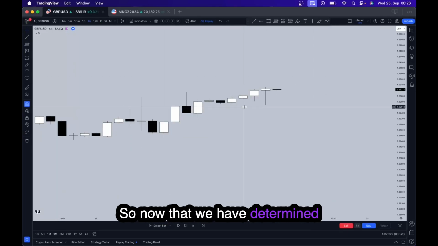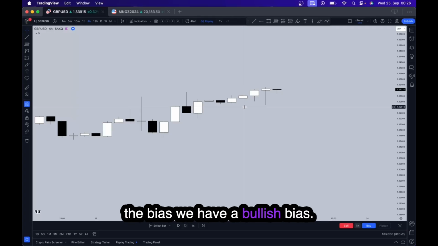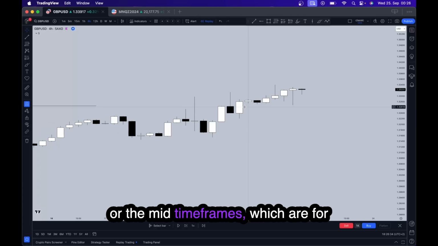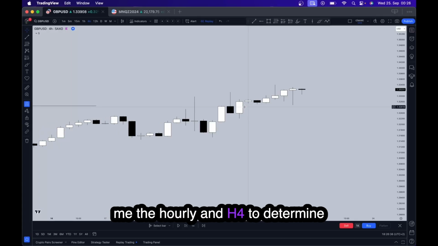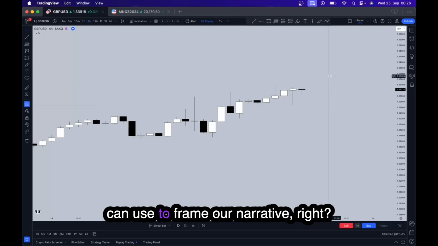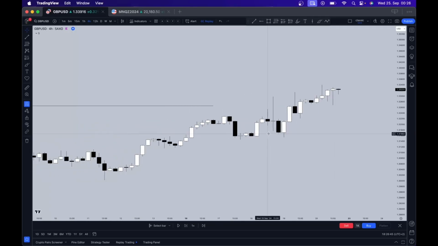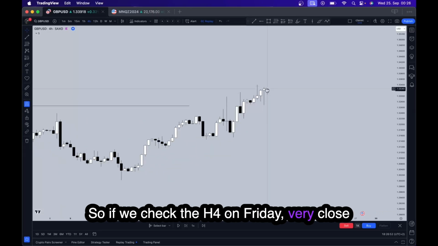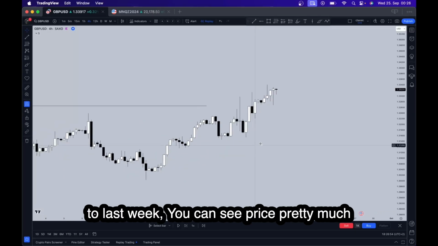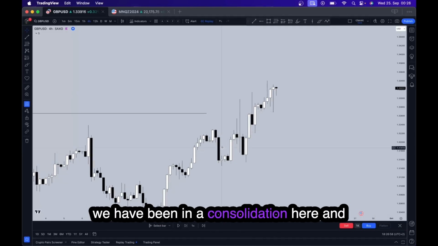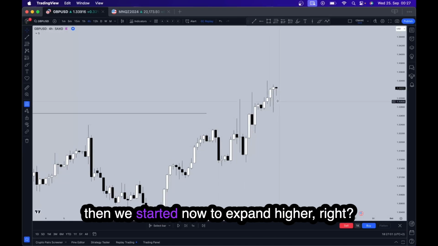So now that we have determined the bias, we have a bullish bias, we want to go to the lower time frames, or the mid time frames, which are for me the hourly and the H4, to determine the potential key levels, which we then can use to frame our narrative, right? So if we check the H4 on Friday, where we closed the last week, you can see we have been in a consolidation here, and then we started now to expand higher, right?